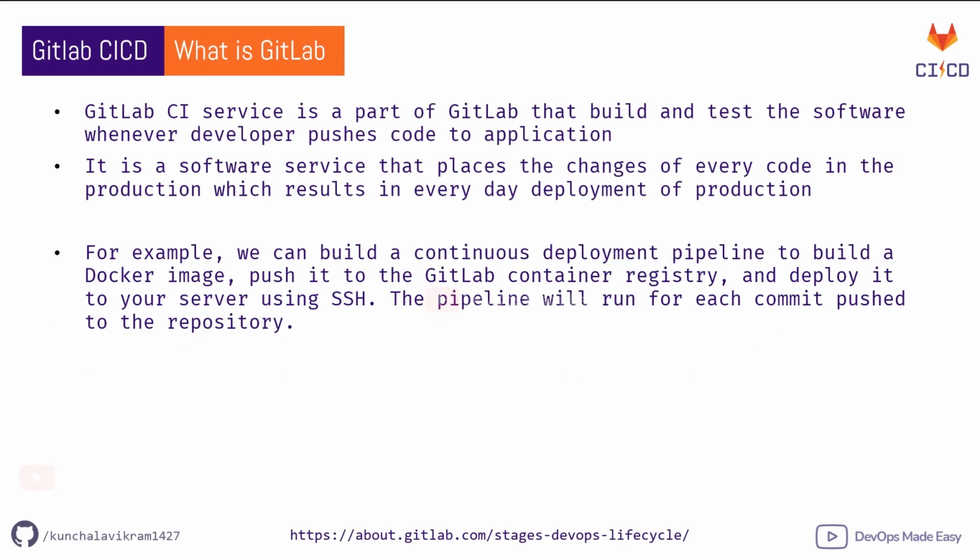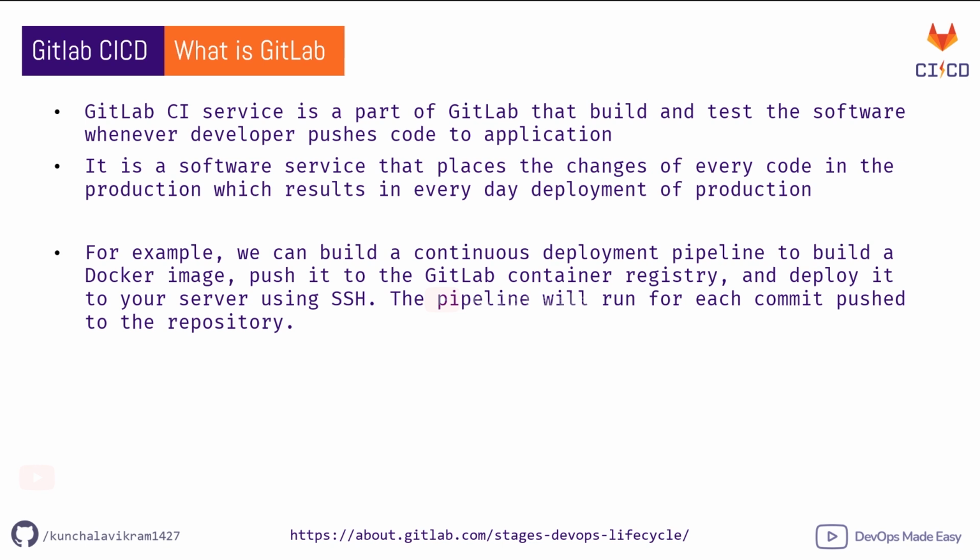Now coming to the CI/CD part of GitLab, the GitLab CI service is a part of GitLab that builds and tests your software whenever a developer pushes the source code of the application. So we can have the pipeline checked into the GitLab repository, and once there are any new changes in your repository, GitLab automatically triggers your CI/CD pipeline that builds and tests your software. GitLab CI is a software service that places the changes of every code into production, which results in everyday deployment to production. That means whenever you have changes in your code, this pipeline triggers and your new deployment will be available in production.